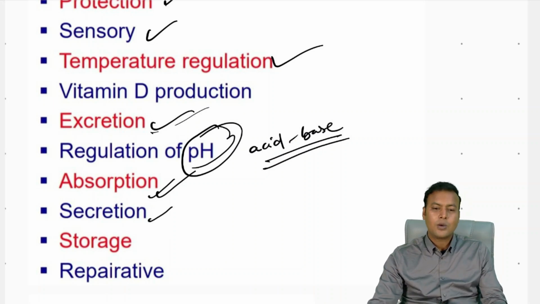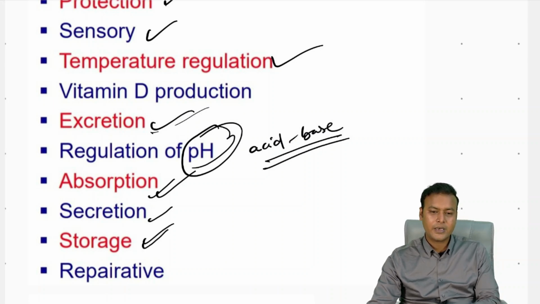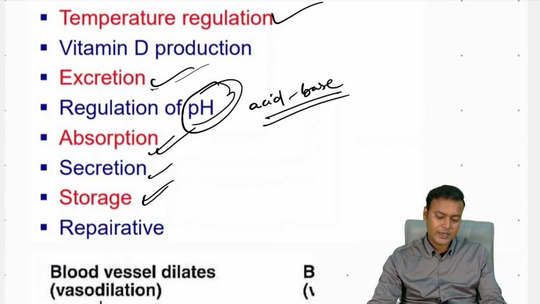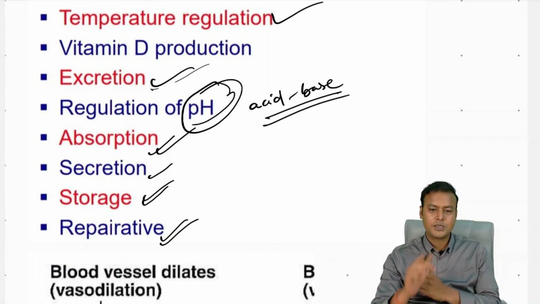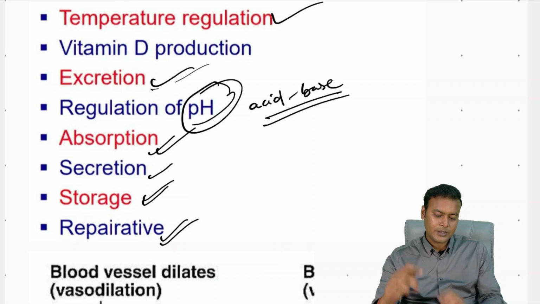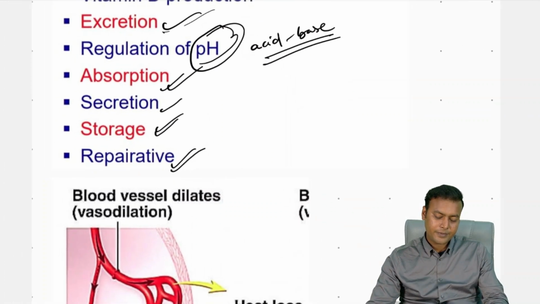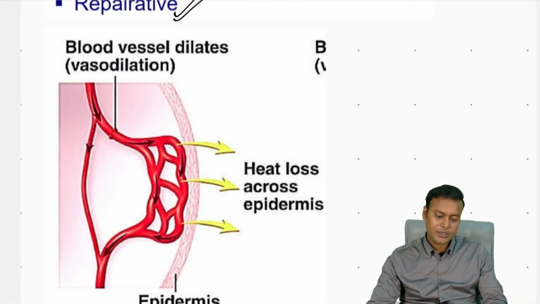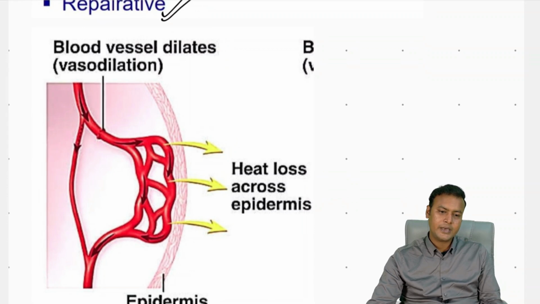Secretion. Oily substances are secreted from our sebaceous glands. Storage. They store fat underneath it. And finally, reparative. That is, once a cut is there, the healing also starts. So they are reparative. So here is an image showing how blood vessels dilate and heat is lost across the epidermis.